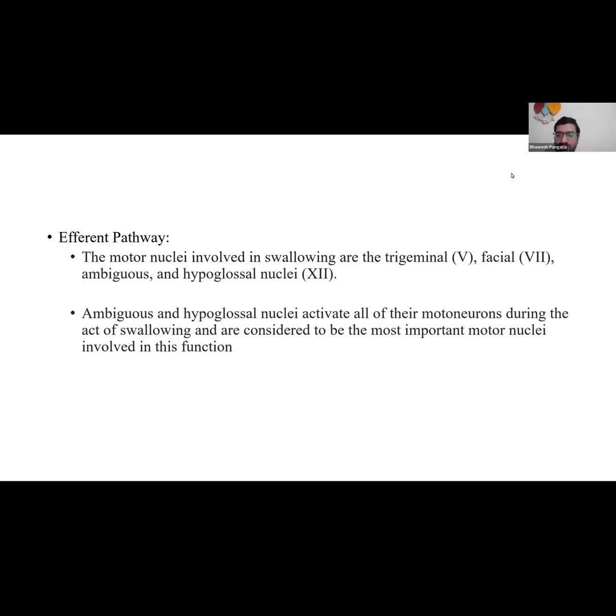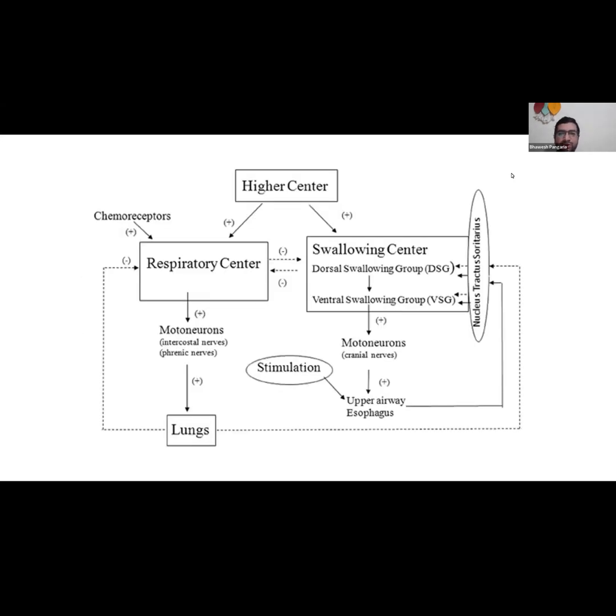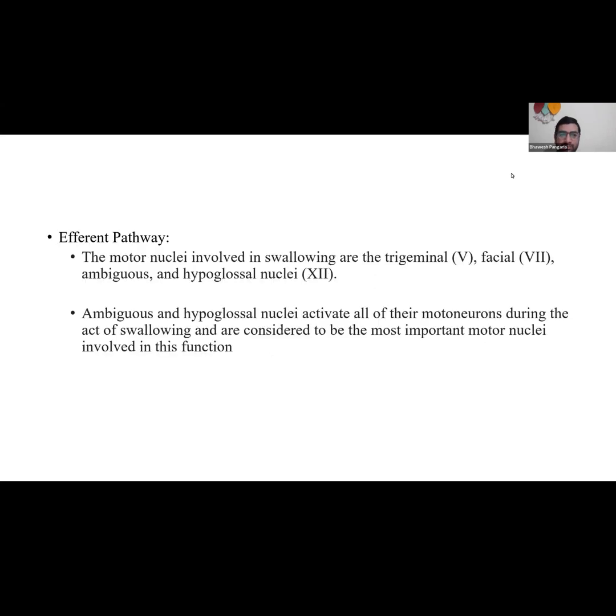what happens is, as you can see in the diagram, there are swallowing centers. So the nucleus tractus solitarius then initiates and gives a positive response to the swallowing centers, which are the dorsal swallowing group and ventral swallowing group, and then through the efferent pathway. The efferent pathway is through the 5th, 7th, and mainly nucleus ambiguus and hypoglossal nuclei. Through there, the efferent pathway is taken up, and the swallowing reflex has been conducted. Nucleus ambiguus and hypoglossal nuclei activate all their motor neurons during the act of swallowing and are considered to be part of the motor nuclei involved in the function.